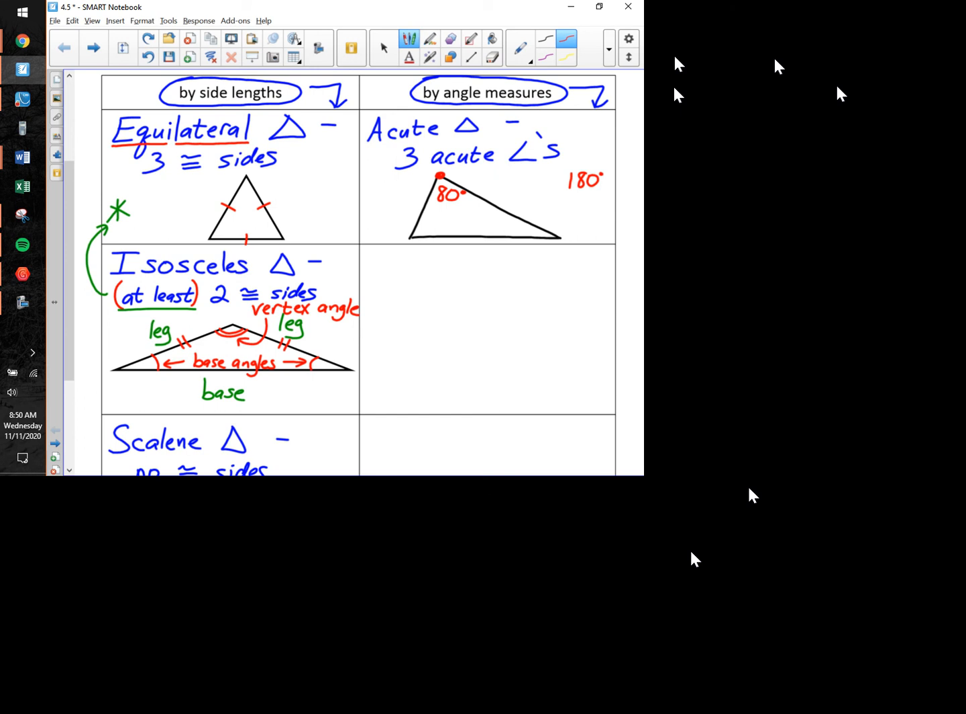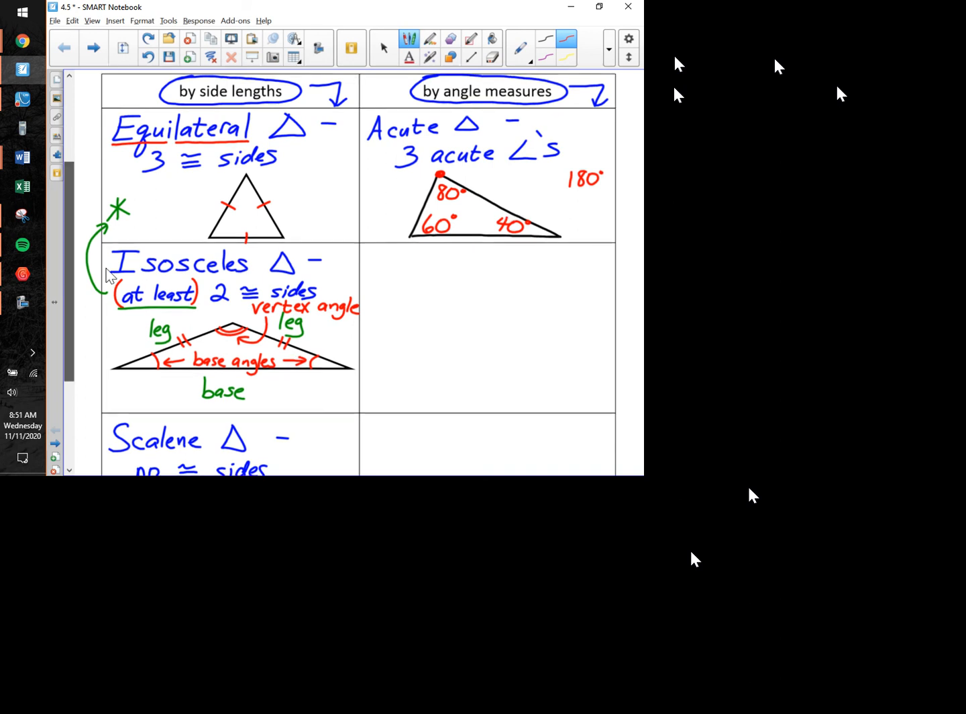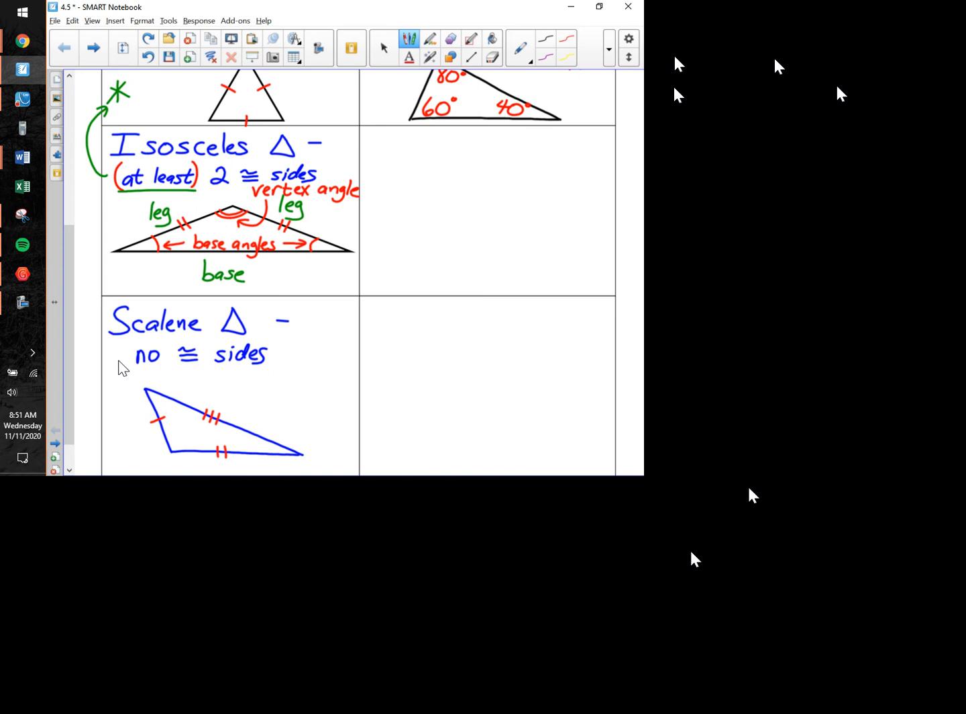So what if I said now that this one, which looks a little bit sharper than the other one, was about 60? 80 and 60 is 140, and that would leave 40 degrees left over for my third angle there. Okay, that's an example, everybody, of an acute triangle for the very simple reason that it has 3 acute angles. Not that bad. All right, the second one we're going to talk about after an acute triangle is going to be a right triangle.